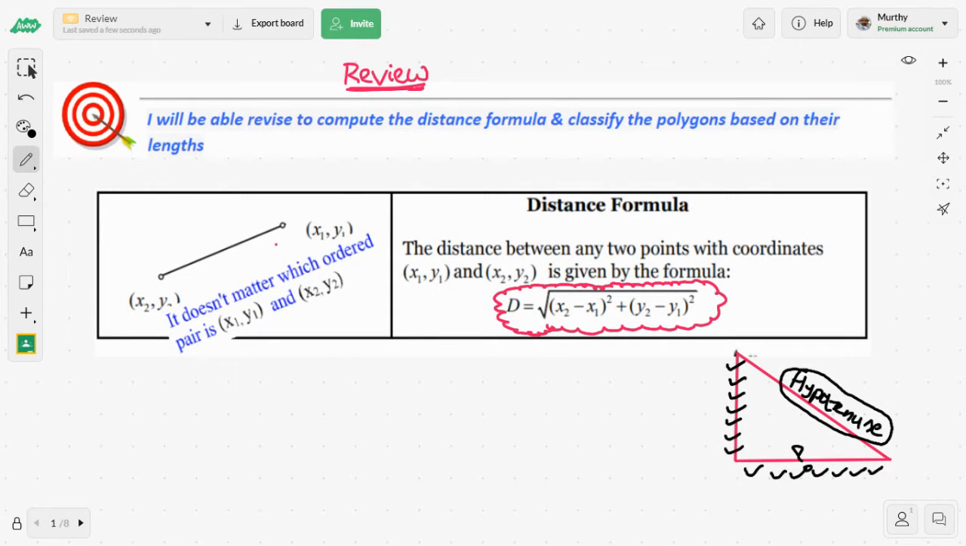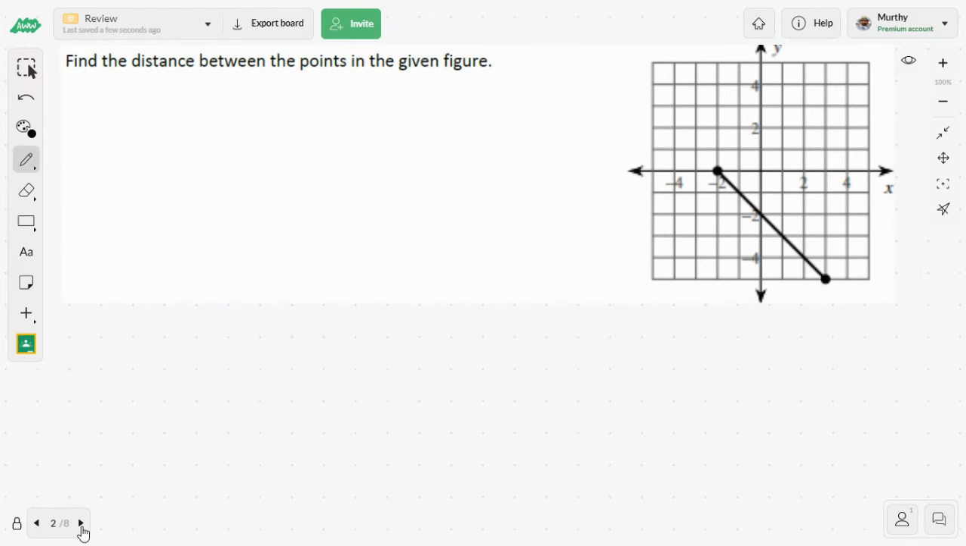Okay, then moving to the questions. These kinds of questions we discussed in the previous sessions, but here is a quick recapitulation. Let me identify the points. Here the value of x is -2, and the value of y is 0. And for the other point, the value of x is 3 and the value of y is -5.